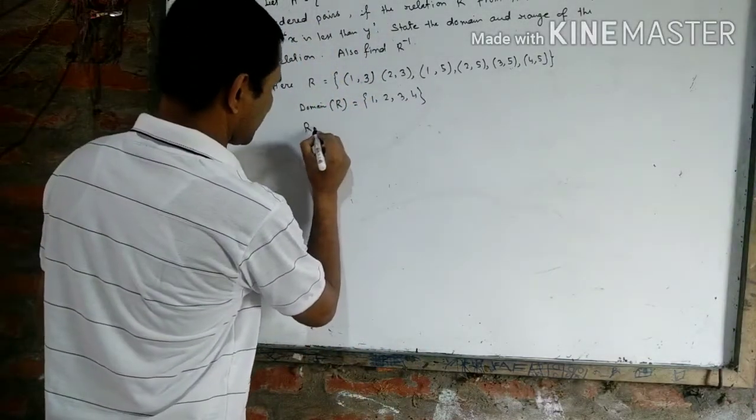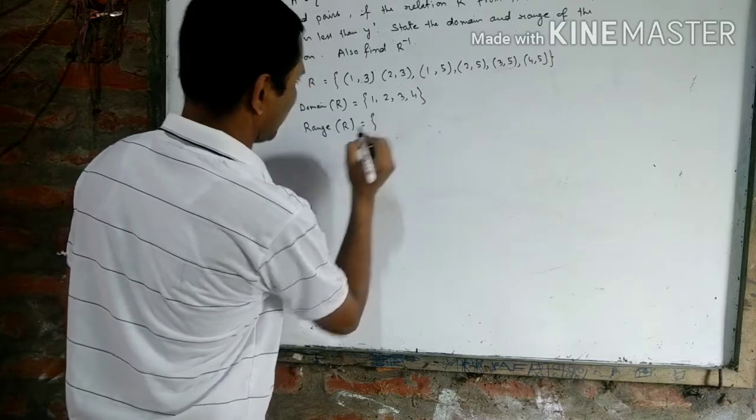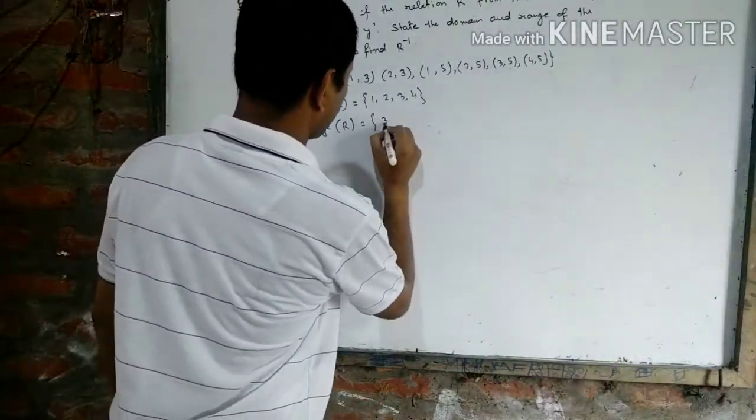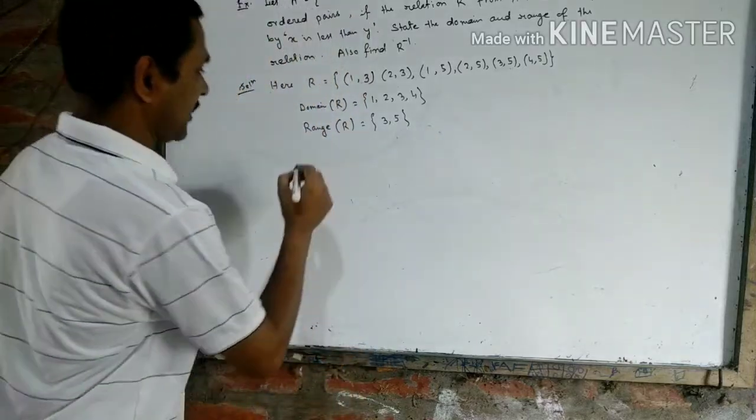And what is the range? Range of R. Range is the collection of second components. So what are the second components here? 3, 5.